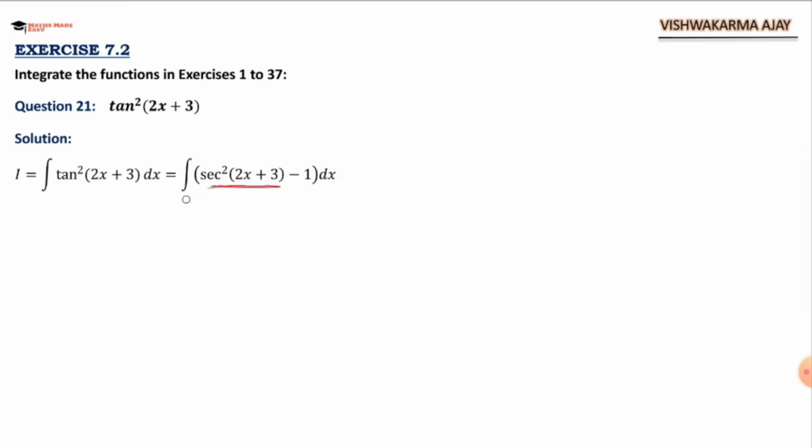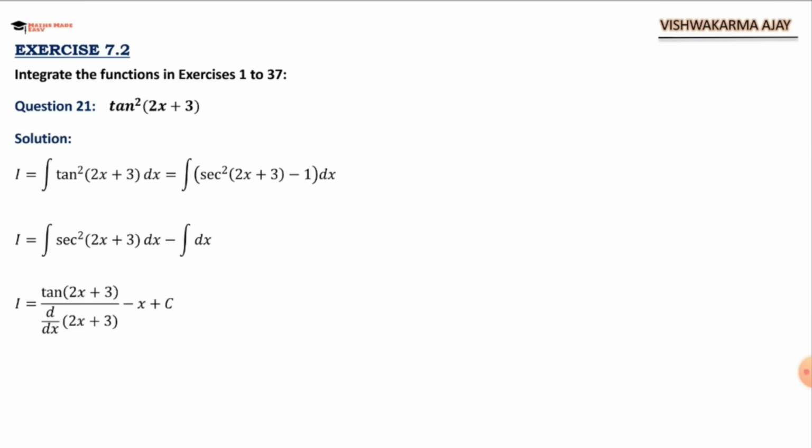Now we will be integrating it. Integration of sec square x dx minus integration of dx. Since there is minus 1, I will write minus the integral of dx. Now the integration of sec square x, you know, is tan x. So I am going to write tan x whole divided by the derivative of the function, in this case 2x plus 3. Integration of 1 is x, since there is minus, it's minus x. The derivative of 2x plus 3 is 2. Finally we got our integration: tan of 2x plus 3 upon 2 minus x plus c.